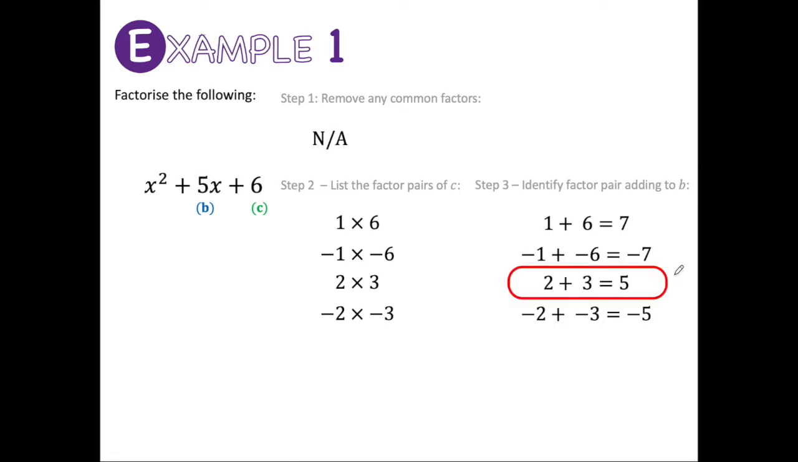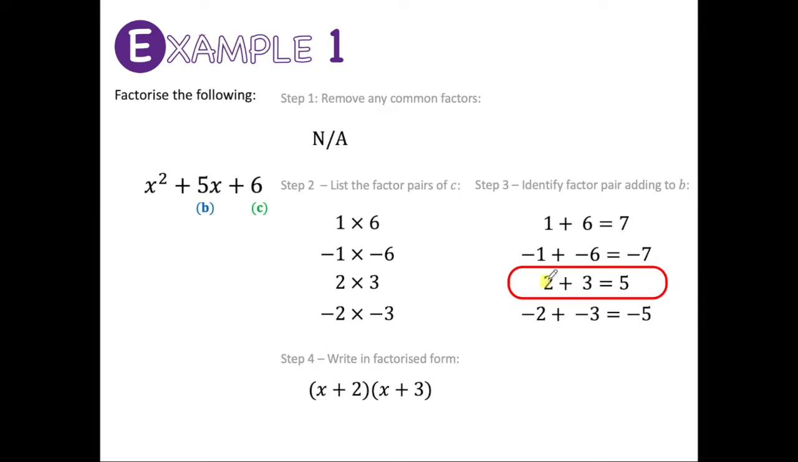So the factor pair that I'm going to use when I'm writing my final expression is going to be 2 and 3. So now that I've identified my 2 numbers that I'm going to use, I can write it in factorized form, and that is going to be x plus 2 and x plus 3.